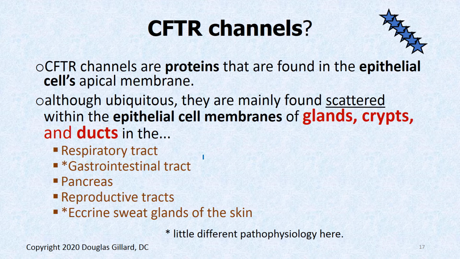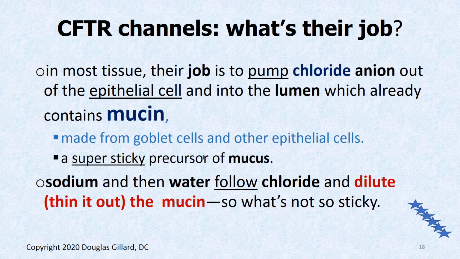We already said the CFTR channels are proteins. They're found in the epithelial apical membrane. They're ubiquitous throughout the body, but they particularly love the epithelial lining of glands, crypts of Lieberkühn, for example, and ducts, especially in the pancreas. But all the ducts, all the bronchioles and the bronchi, the tracheobronchial tree is full of these things. So what do they do? Well, we know what their job is. They're a chloride anion pump, so they pump chloride out.